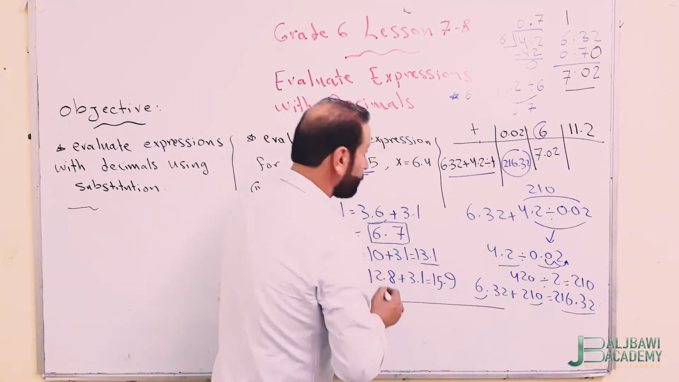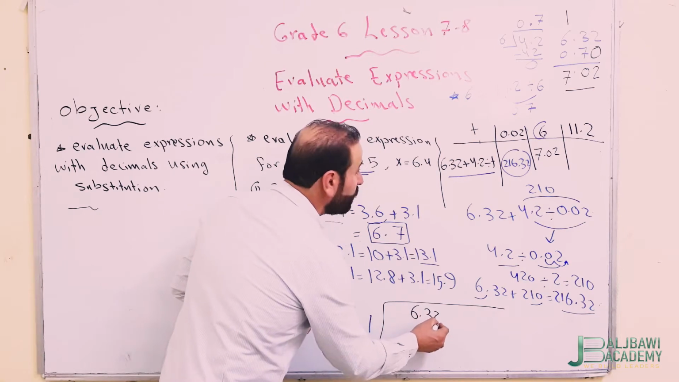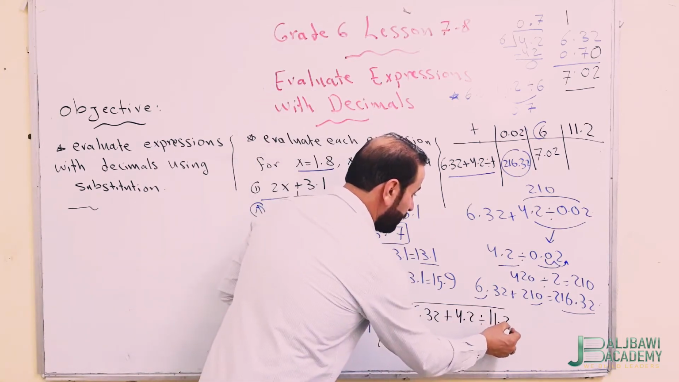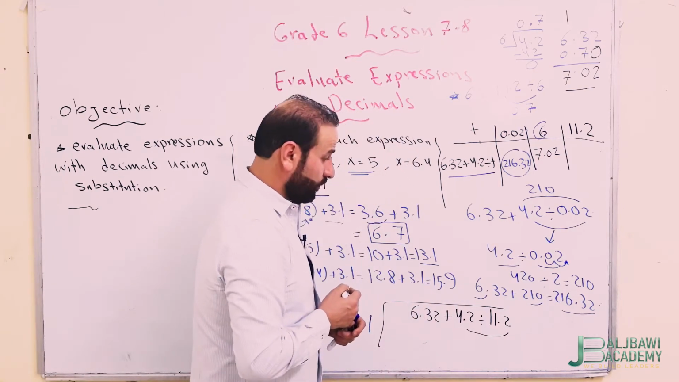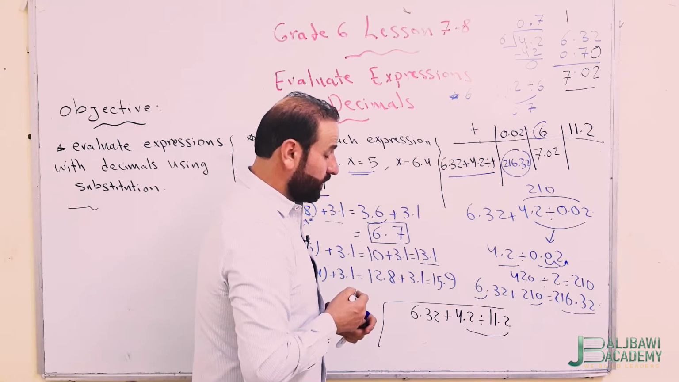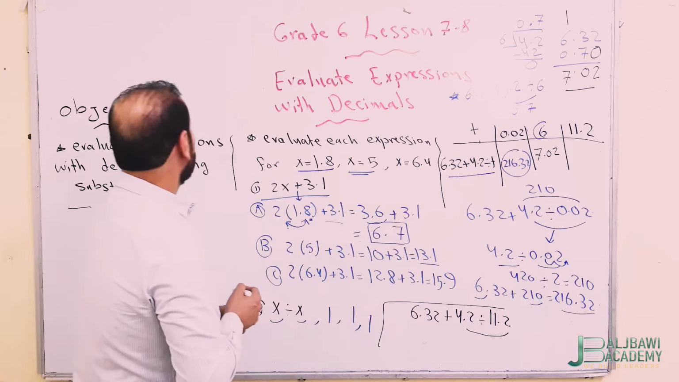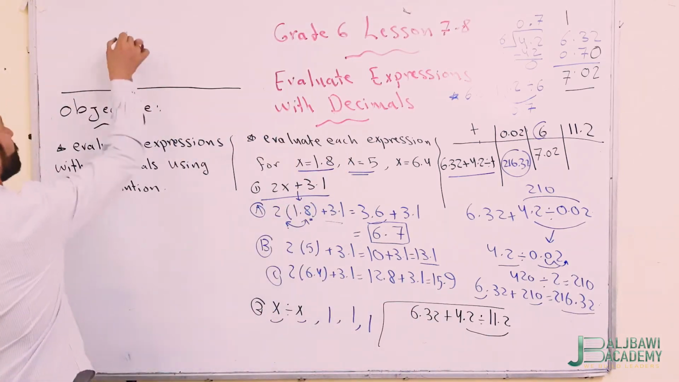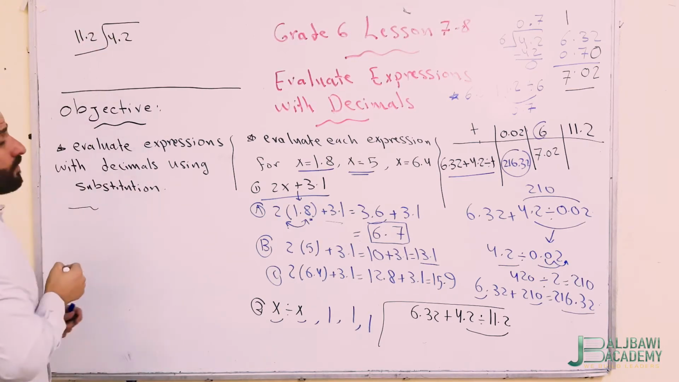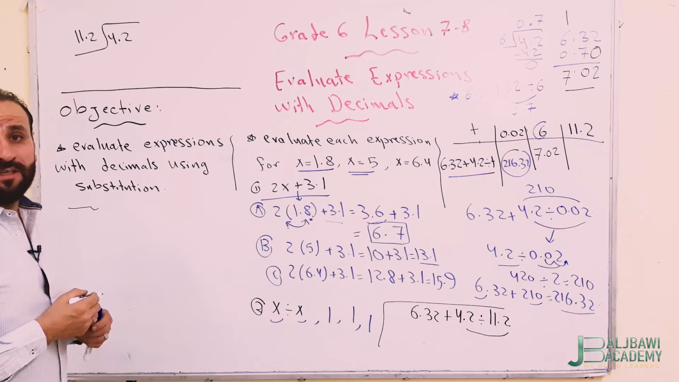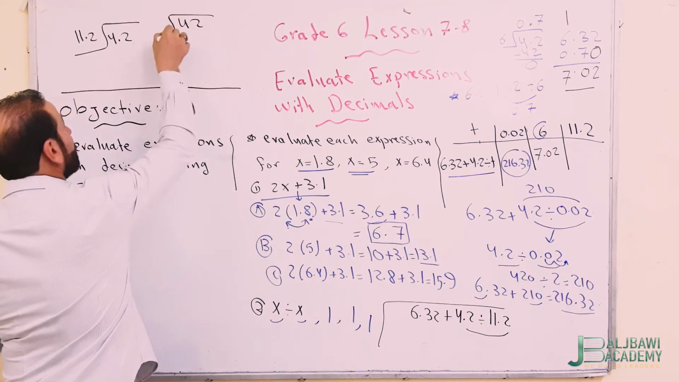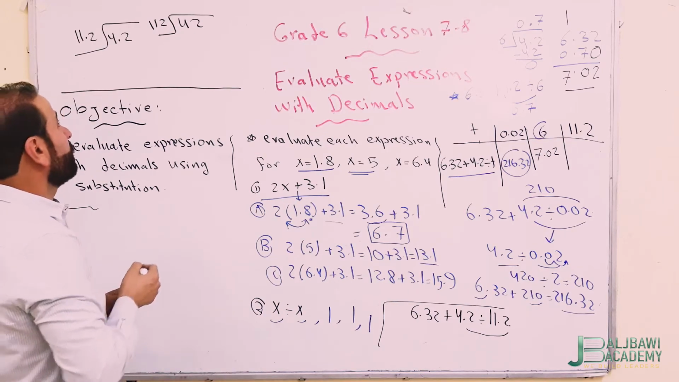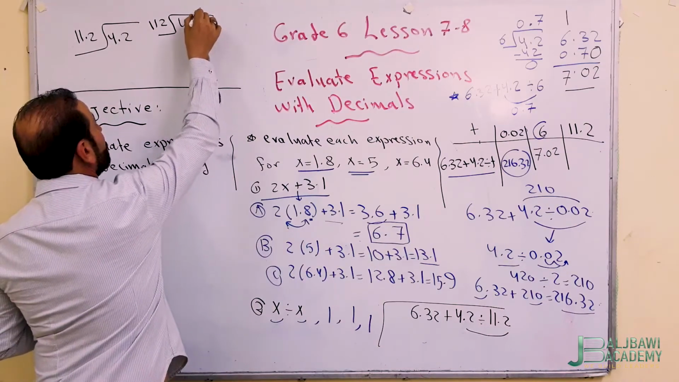I will show you now. The expression is 6.32 plus 4.2 divided by t. What's the value of t? 11.2. Now I'm dividing 4.2 by 11.2, so the divisor is 11.2. First, I need to divide 4.2 by 11.2. The divisor is a decimal, so I need to multiply by 10. It becomes 42 divided by 112. 42 divided by 112, we cannot. We add here 0, and we put here the point.